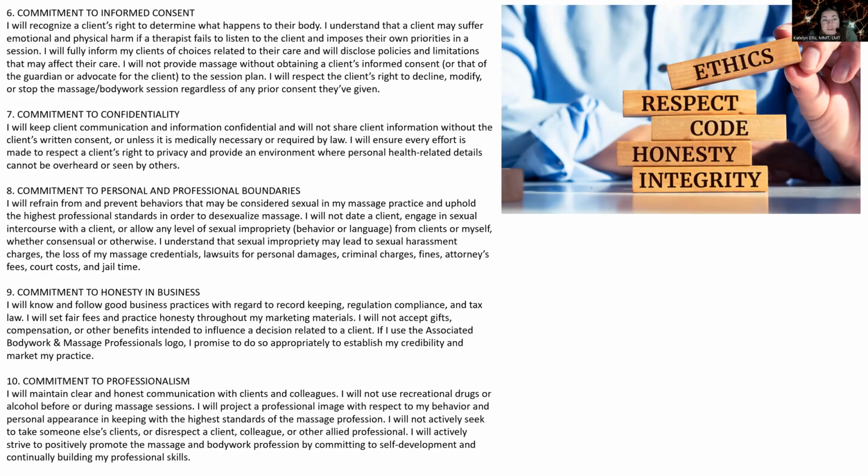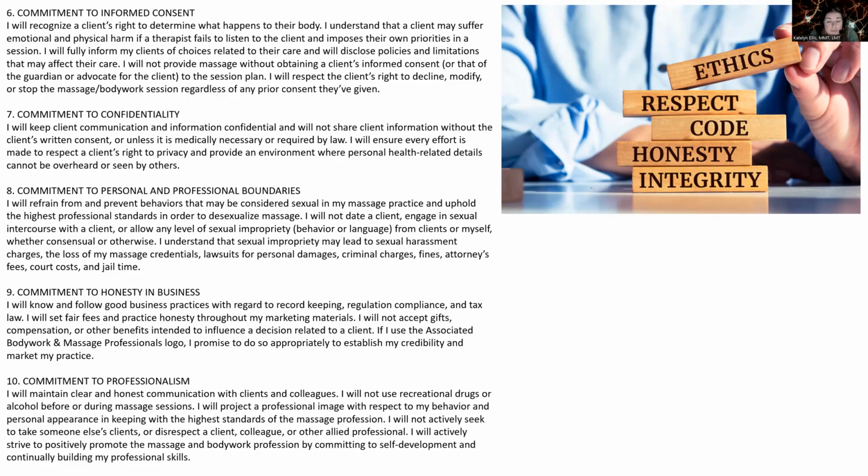Commitment to personal and professional boundaries. Ooh, we cover boundaries in chapter 1. We covered a lot in your Ethics of Touch textbook. Boundaries are important. You'll refrain from and prevent behaviors that may be considered sexual, but not just sexual, overly personal, invading someone's space, talking too much. There's a ton. ABNP focuses on sexual, but there's a lot of other boundaries that you don't want to cross in this therapeutic relationship.